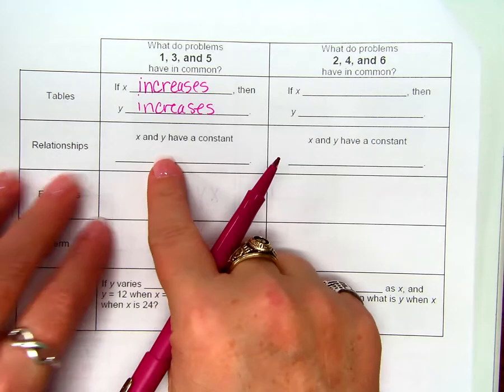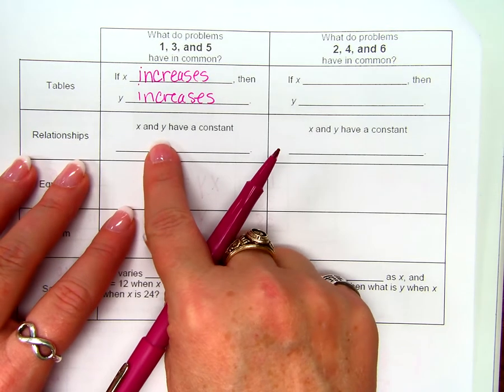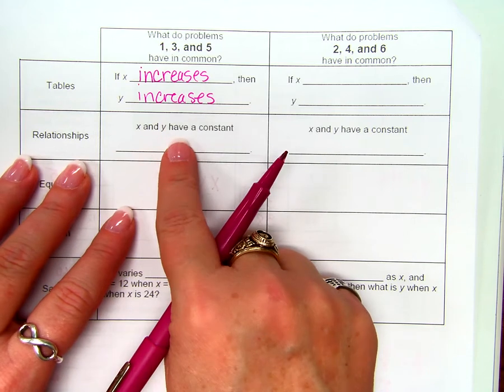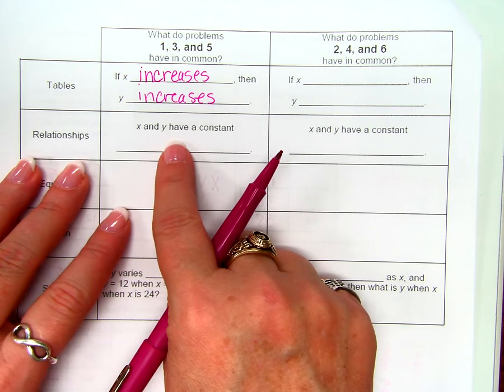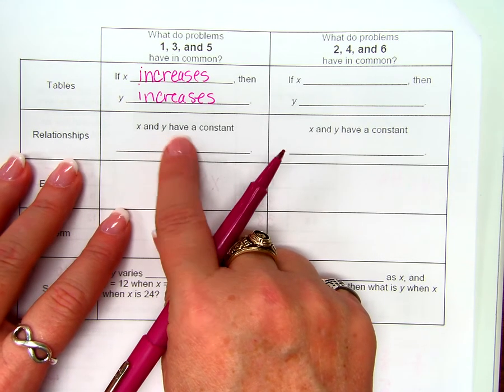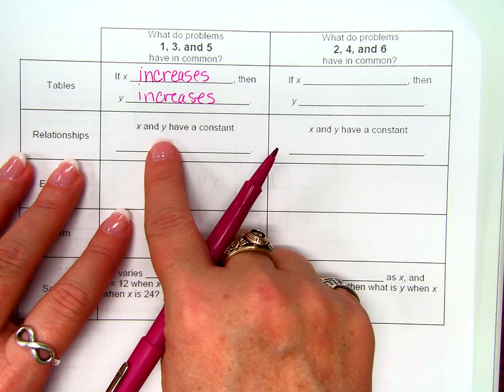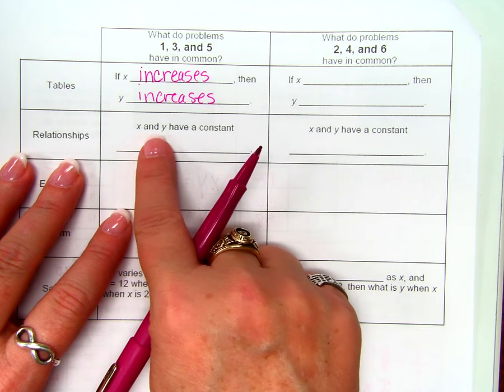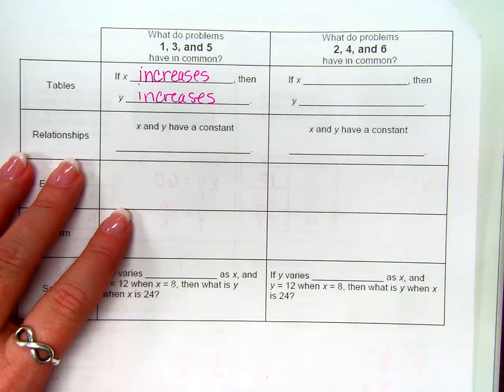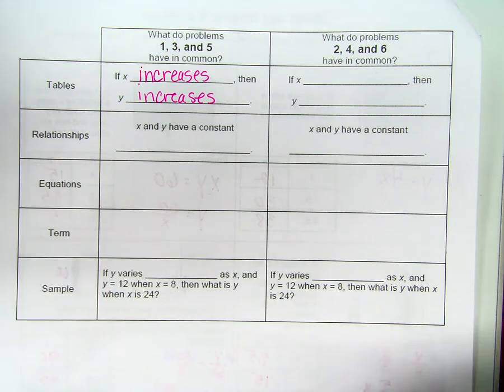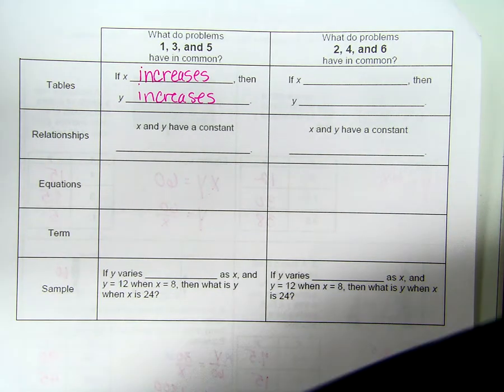What about their relationships? Look at the equations. Guys, I promise I'll give you a chance to come back and copy this in a minute, okay? Keep looking at 1, 3, and 5. Look at their relationships. In the relationships that x and y have is that they have a constant something. What is that a constant? What's it called?